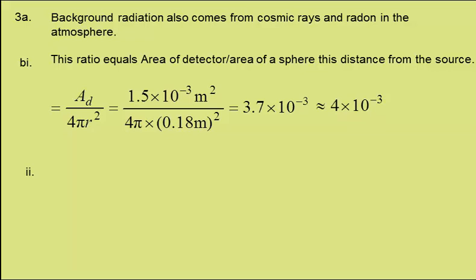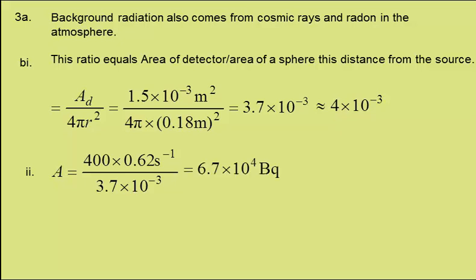In part 2, the gamma detector detects 1 in 400 of the gamma photons incident on the facing surface of the detector. We're asked to find the activity of the source in an appropriate unit. Well, the activity is 400 times 0.62 divided by the ratio found above of 3.7 times 10 to the minus 3. This comes out at 6.7 times 10 to the 4, the units are becquerels.